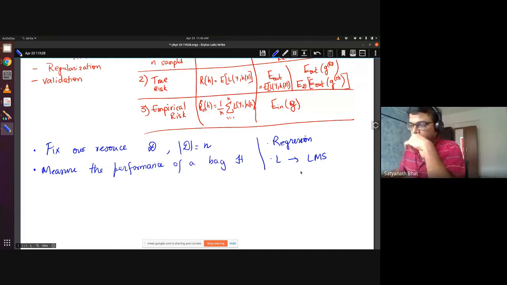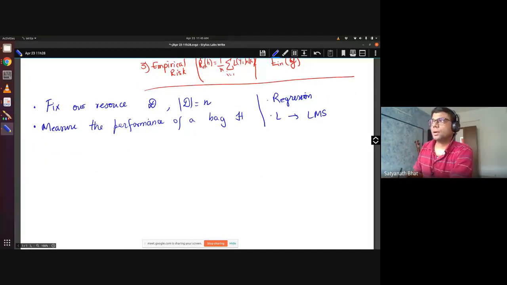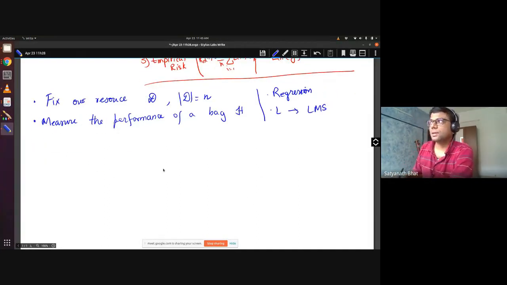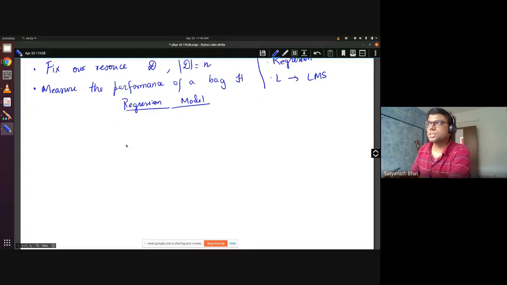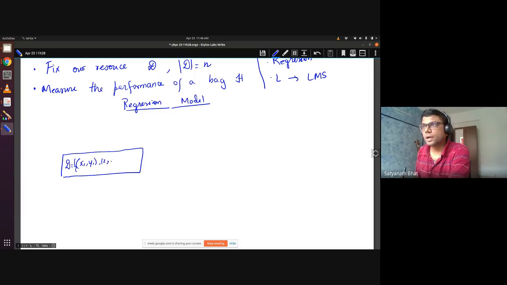So now our model is as follows, the regression model. What are all the things that come in for the regression model? The first most important thing is you are given samples D, which is (x1, y1), (x2, y2), all the way till (xn, yn). So these are the samples that are given to you.